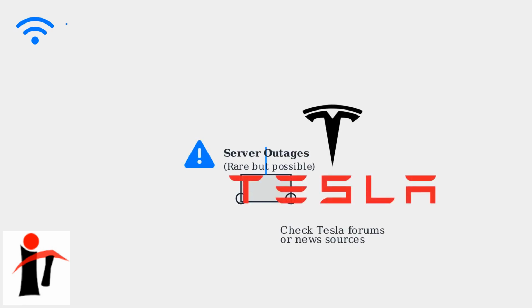To reset the connection, try toggling airplane mode off and on in your vehicle's settings. While server outages are rare, they can happen. If widespread issues occur, check online Tesla forums or news sources for updates.